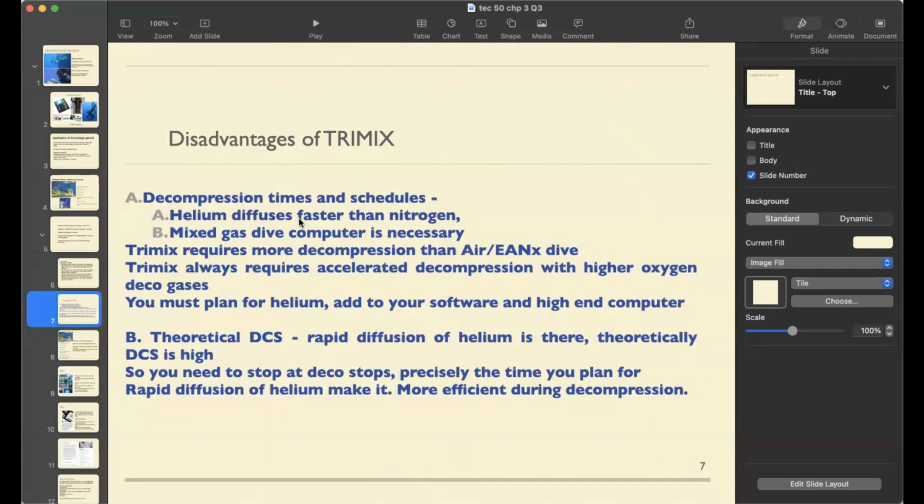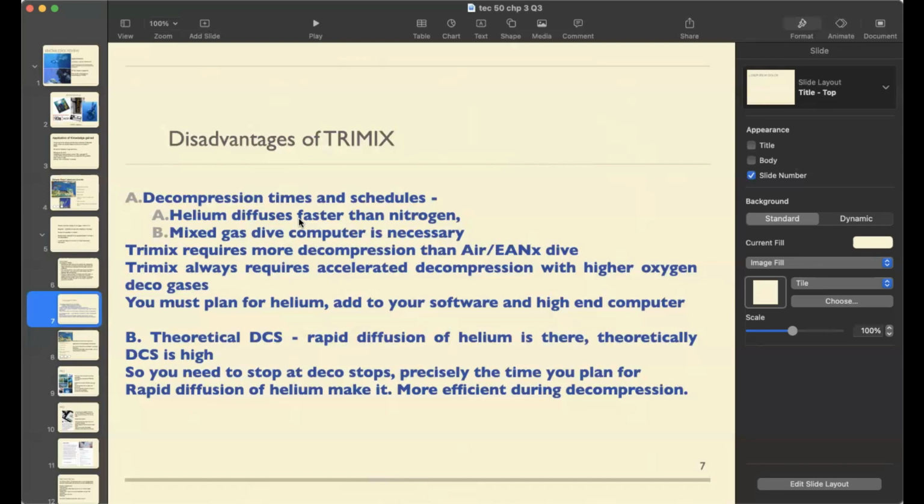The moment you come up to a shallower level, the helium just goes off faster than you breathe the nitrogen out. That's called helium diffusion. Yeah, it goes out of the body fast. It comes in faster and goes out faster than the nitrogen, because nitrogen tends to stay in parts of your joints, bones, and muscles. They tend to stay for a longer duration.